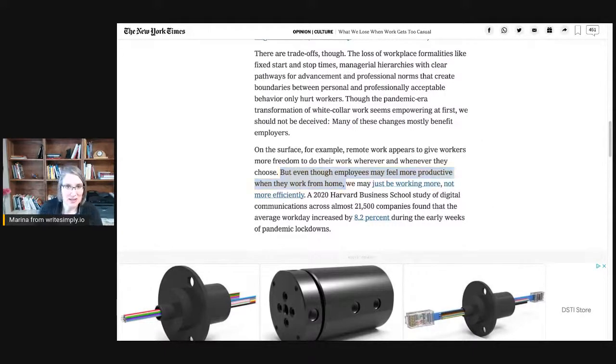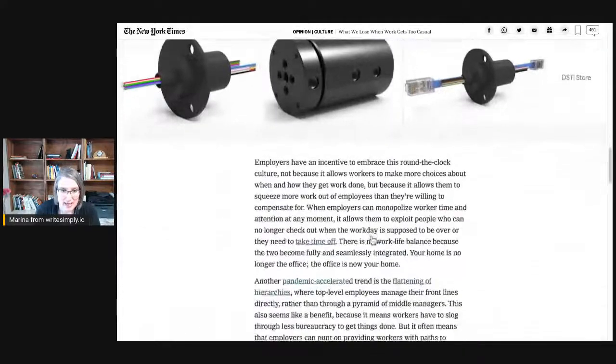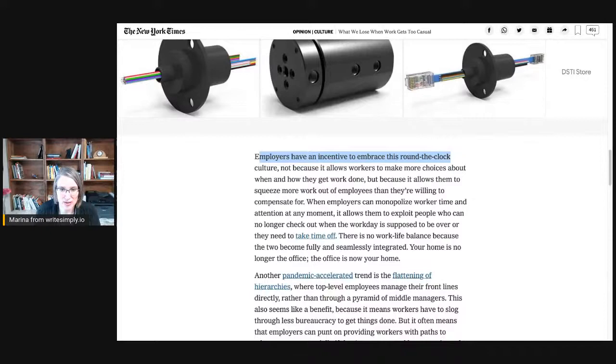So remember, we want reasons that are logical, objective, or based on facts, evidence, observation, or experience. And here she is going to cite some study or idea, research and idea. You're right, we're working longer and attending more meetings. A 2020 Harvard Business School study. So now she's giving us a study that is supporting her opinion. So that's good. Employers have an incentive to embrace this round-the-clock culture because it allows them to squeeze more work out of their employees.